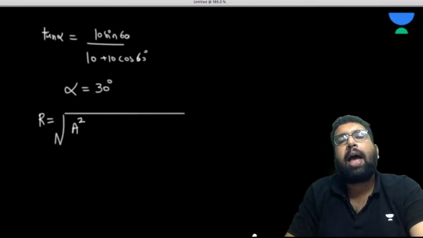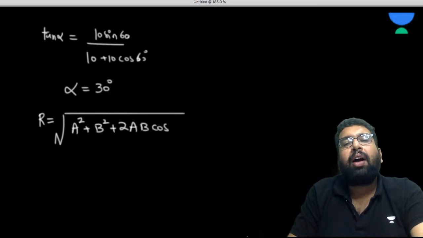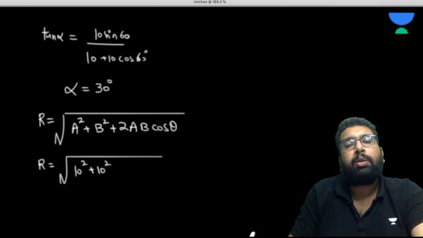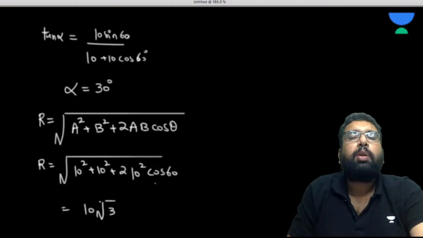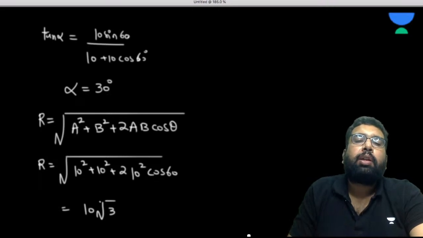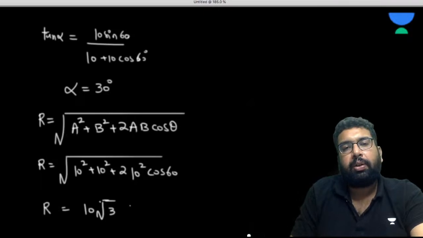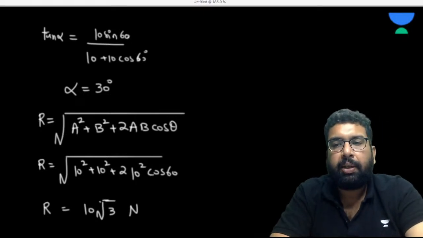So it is the square root of a square plus b square plus 2ab cos theta. From here we can write R equals the square root of 10 square plus 10 square plus 2 into 10 into 10 cos 60, where theta is 60. Cos 60 is 1 by 2, so 2 times 1 by 2 is 1. So we are getting 10 root 3. The resultant is going to be 10 root 3 Newton. Do you agree? Yes or no? Please answer me, my dear.